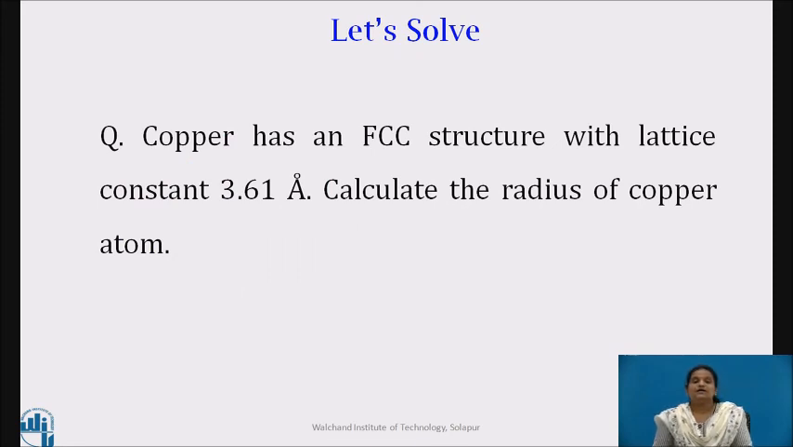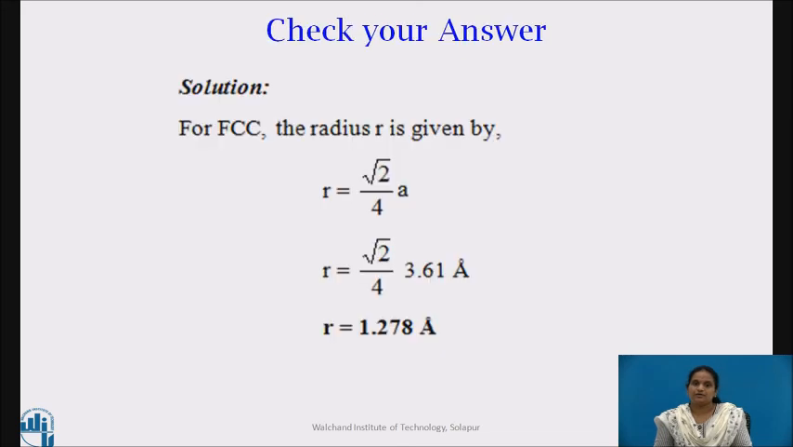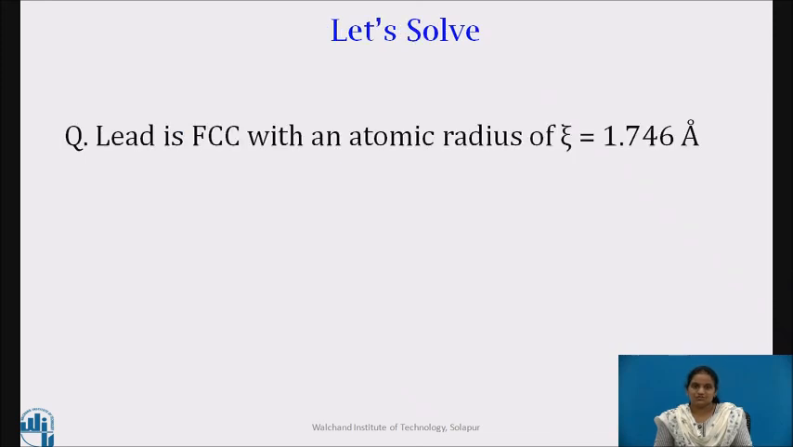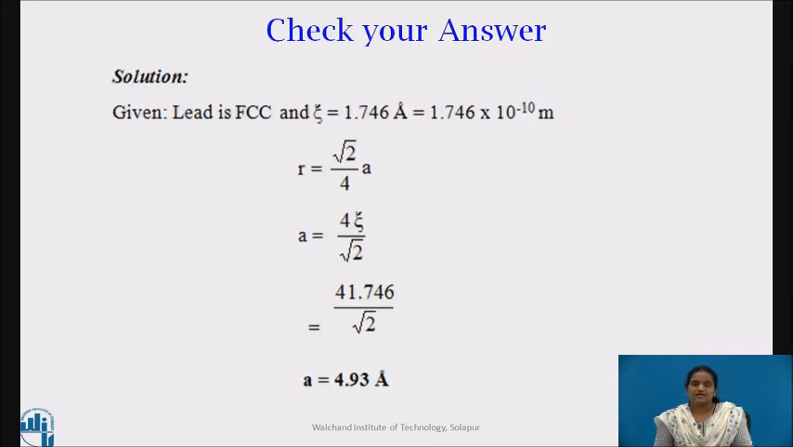Students, now pause the video and try to solve this numerical. Copper has an FCC structure with lattice constant 3.61 angstrom. Calculate its radius. Students, please check your answer. We have to find here the radius of FCC lattice. So, formula is √2a by 4 and the correct answer is 1.278 angstrom. Now again try this numerical. Check for your answer. Correct answer is 4.93 angstrom.